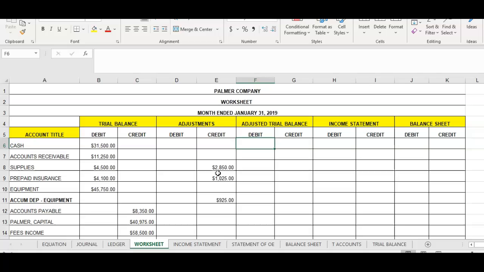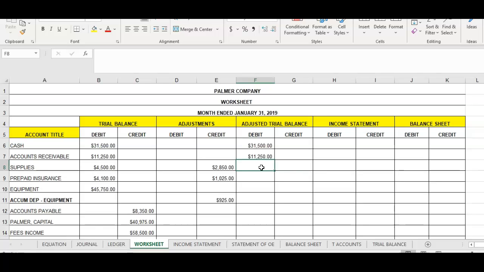So now let's work on completing the adjusted trial balance section of the worksheet. You ready? Let's go. We're going to go account title by account title, beginning with the cash account. Notice cash was not adjusted, so the amount is transferred from the trial balance over to the adjusted trial balance. The same holds true for accounts receivable: no adjustment, bring the amount from the trial balance over to the adjusted trial balance. And be sure you also put it on the same side it was on in the trial balance.